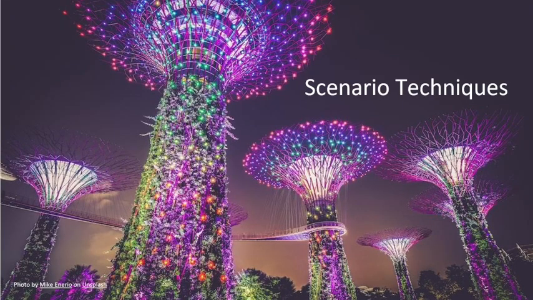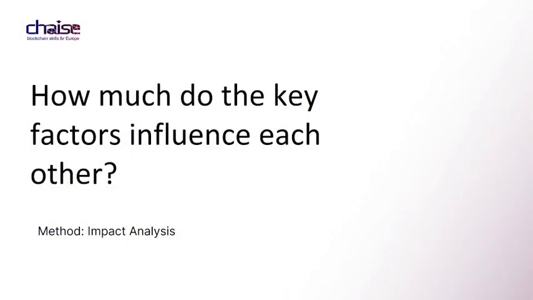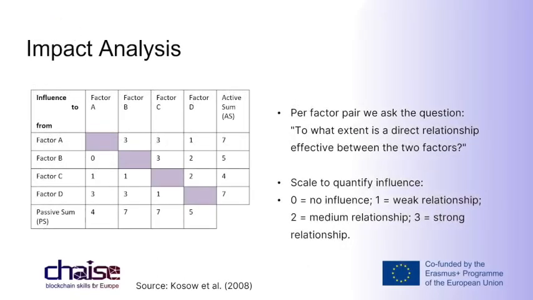We can use different scenario techniques to answer different questions. The first question is, how much do the key factors influence each other? We try to answer this question with an impact analysis. The impact analysis is built in form of a matrix table. In the matrix, the list of identified factors is noted in the column and row in the same order. Per factor pair, we ask the question, to what extent is a direct relationship effective between these two factors?